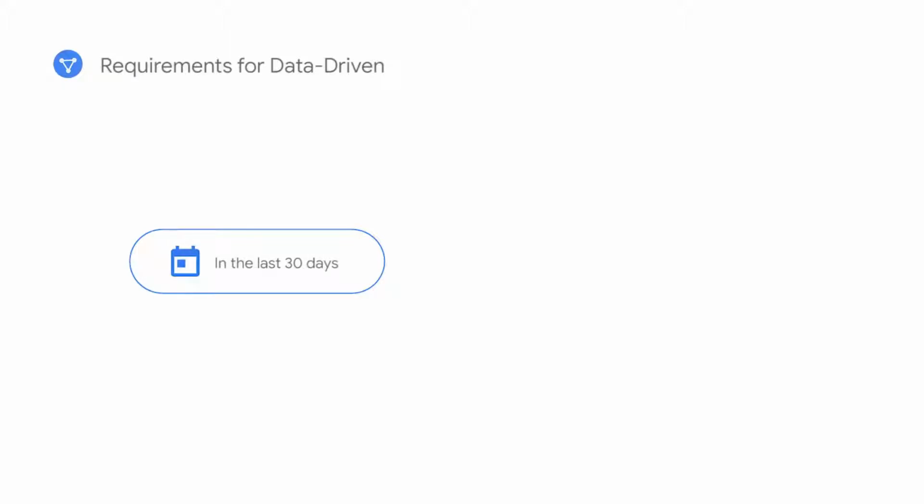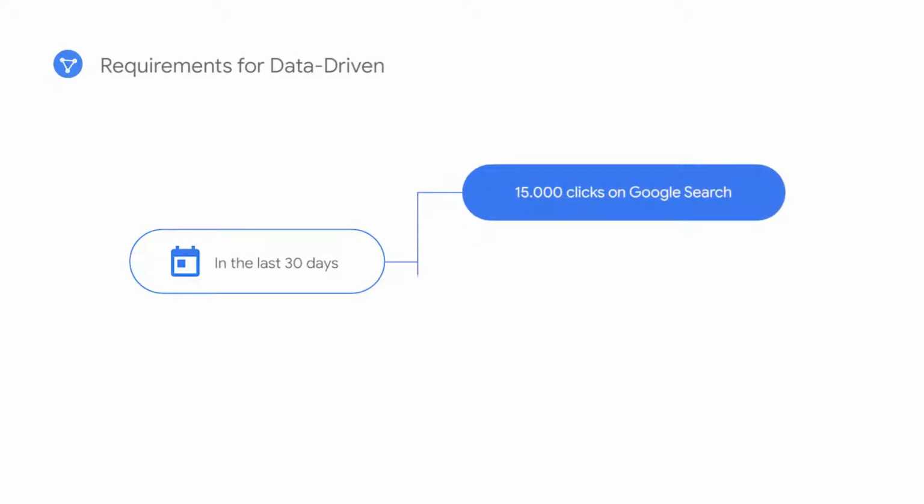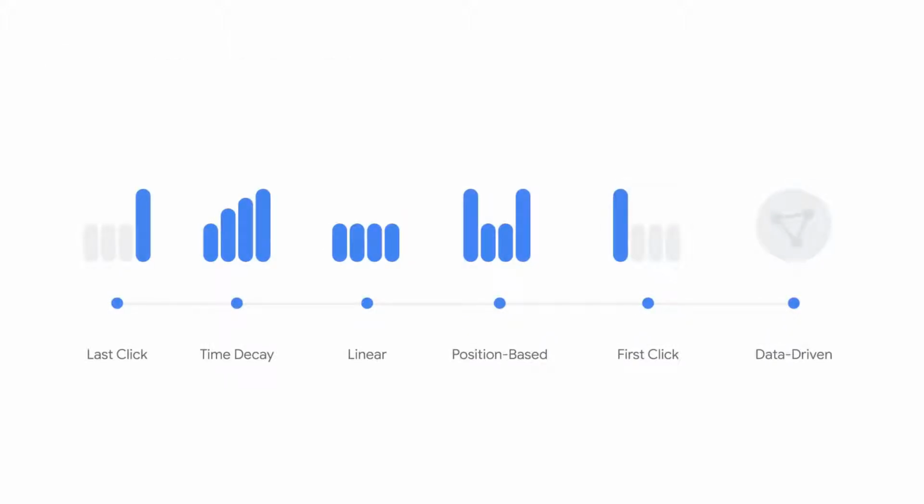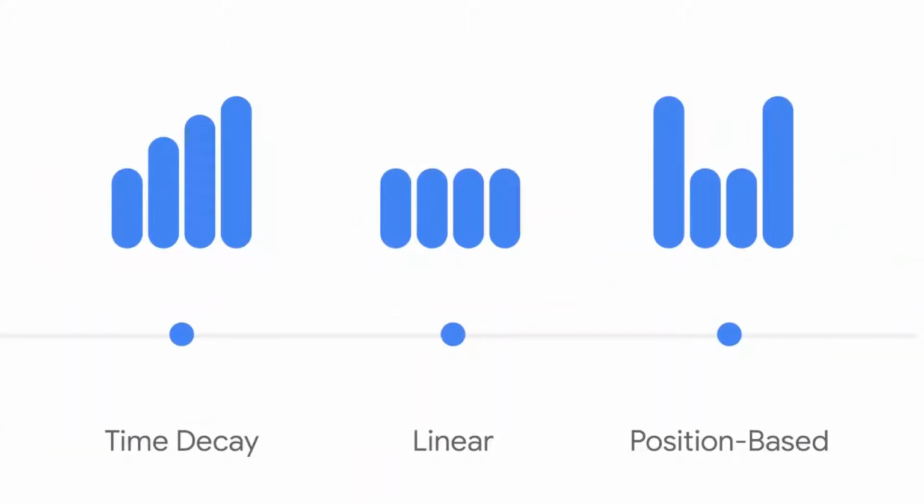To opt into data-driven attribution, your account must have at least 15,000 clicks on Google Search and 600 conversions for a conversion action in the last 30 days. If data-driven isn't available in your account, choose one of the rules-based and multi-touch attribution models. The rules-based models include time decay, linear, and position-based.